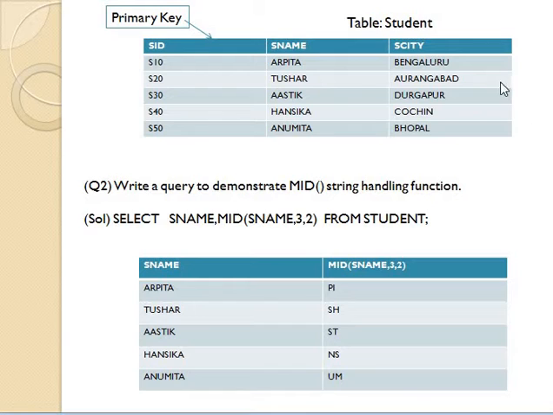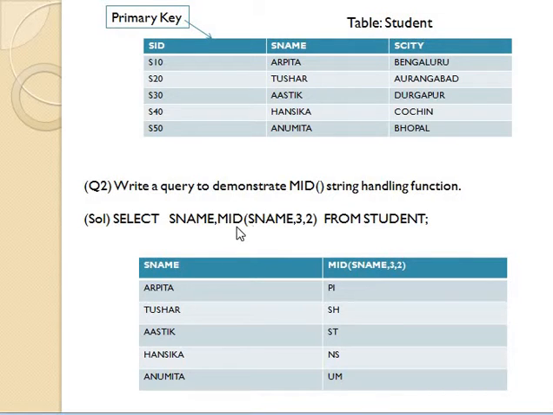Now again consider the same table, student, and read the question below. The question says: write a query to demonstrate the MID string handling function. I shall write the following query: select SNAME, MID(SNAME, 3, 2) from the table student. The first part of the query selects the column SNAME from the table student. On selecting it, all the entries starting from Arpita to Anumita of the column SNAME shall be displayed in the output table exactly like this, along with the column SNAME.